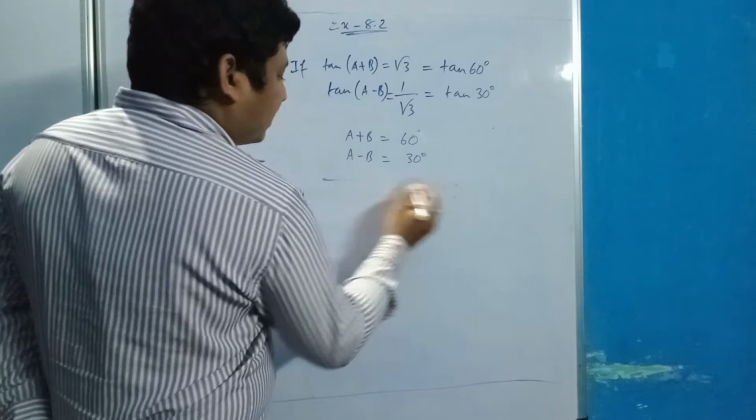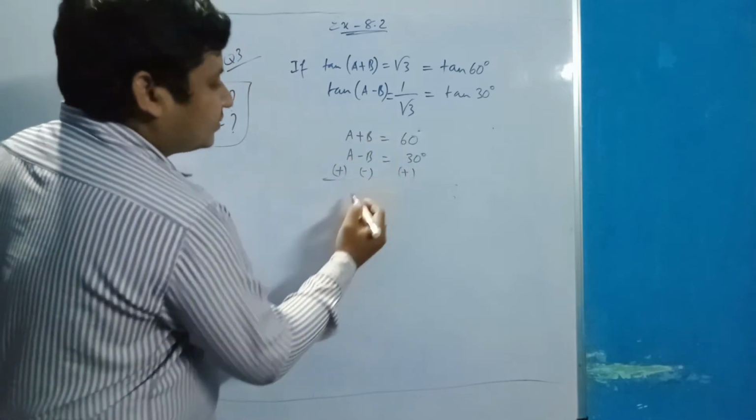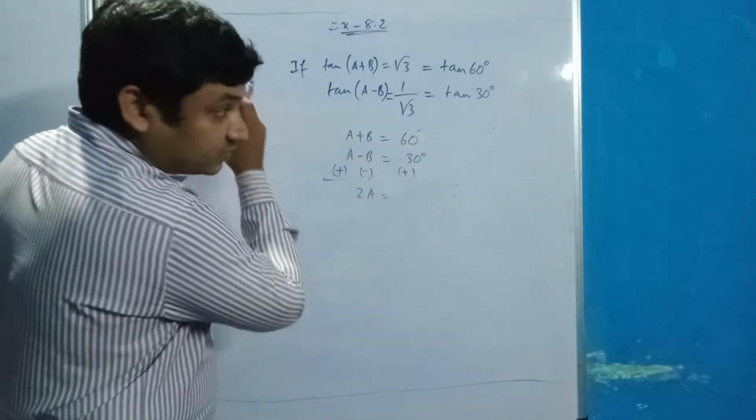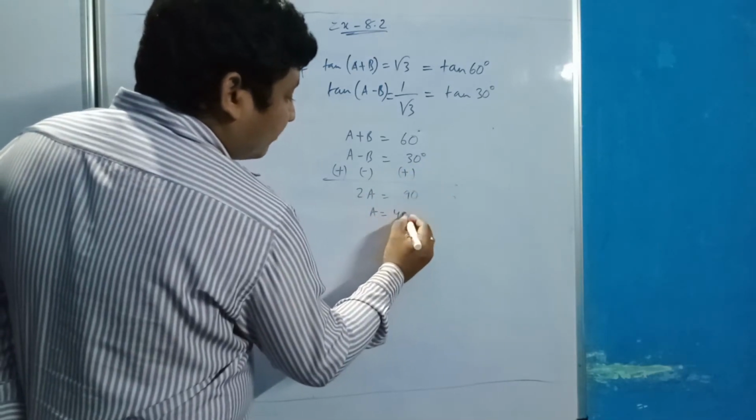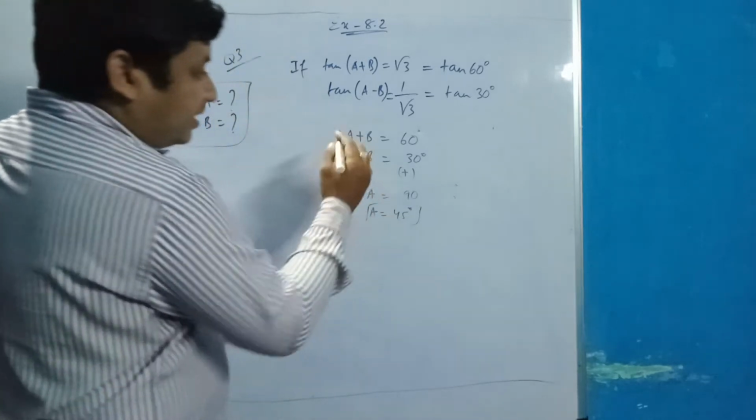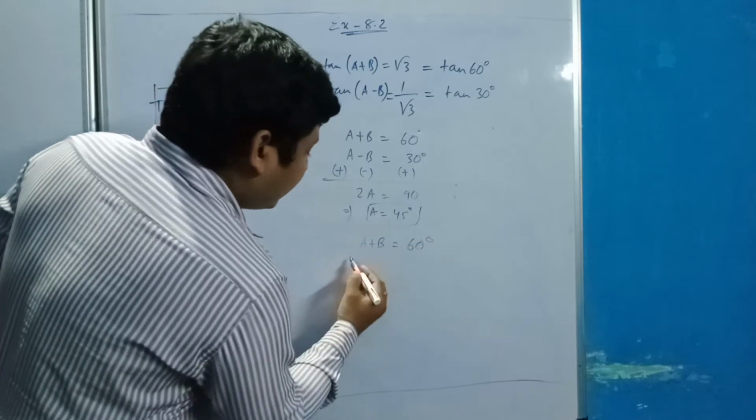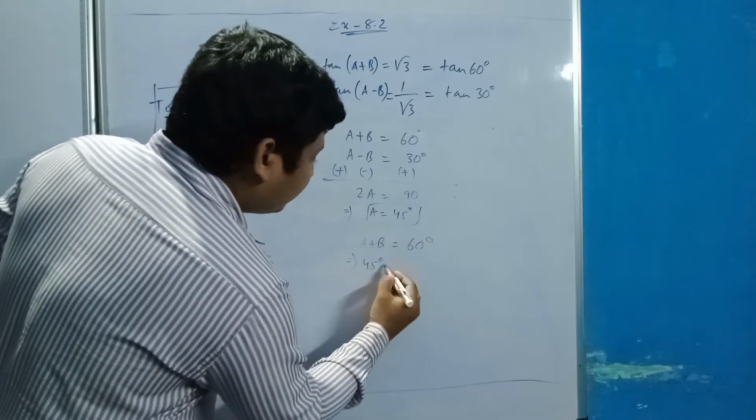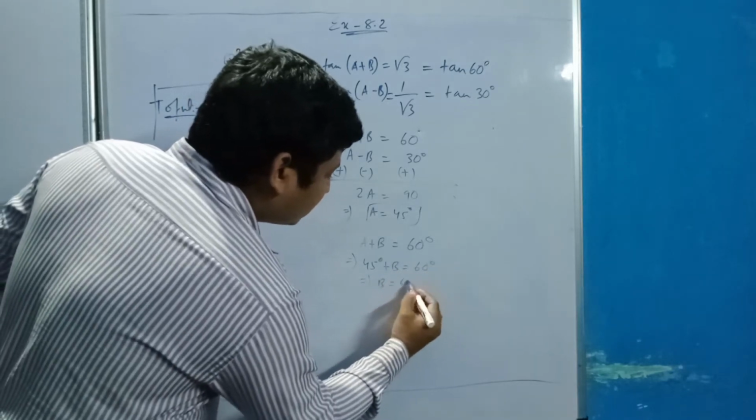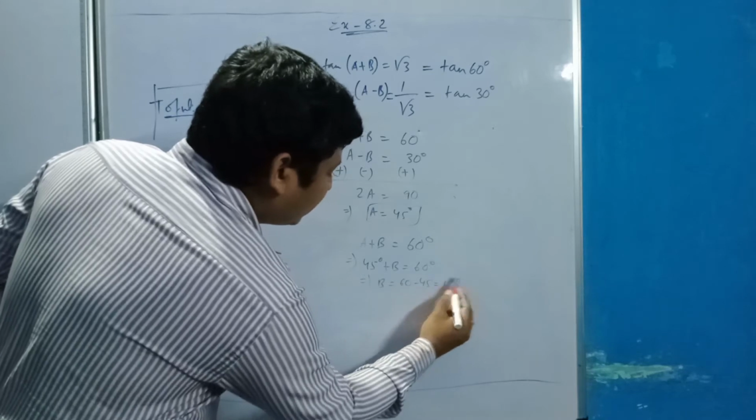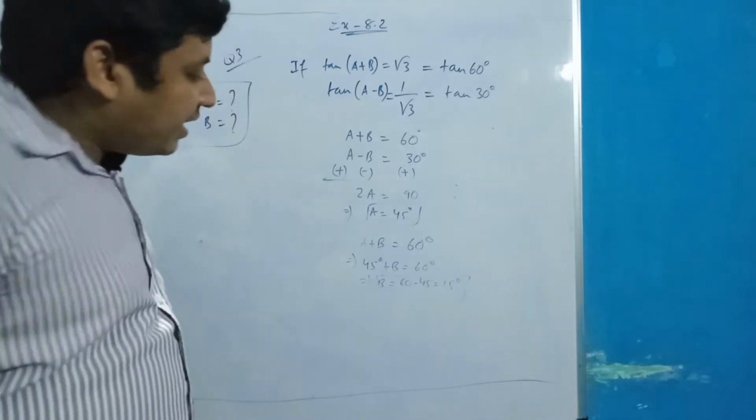So you can solve this simultaneous equation, plus minus plus. It is 2a equals to 90, a becomes equals to 45. Likewise, a plus b is 60 degree. I can write the value here, 45 degree plus b equals to 60 degree. So b can be written as 60 minus 45 equals to 15 degree. So this is the way I can find out the value of a as 45 and b as 15 degree.